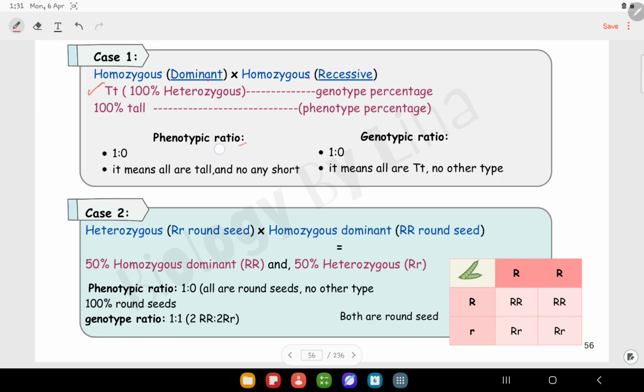So if we talk about the genotypic ratio and phenotypic ratio, in phenotypic ratio, you should focus on the appearance. The appearance of this organism, is it tall or short? All of them are tall. So we say 100% it's tall. It means 100% all of them are tall and 0% appear short. So it means all of them are tall.